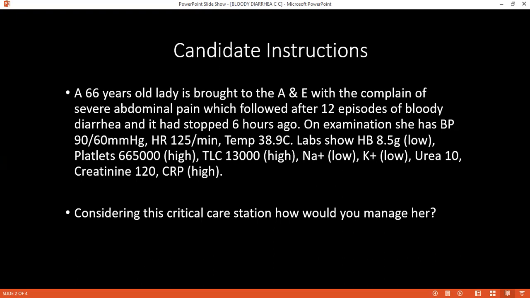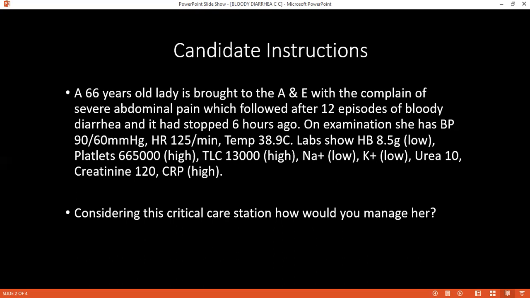Patient has low sodium and low potassium levels. So I'll also give the patient potassium supplementation along with the crystalloids. And I'll monitor the patient with the ECG also.